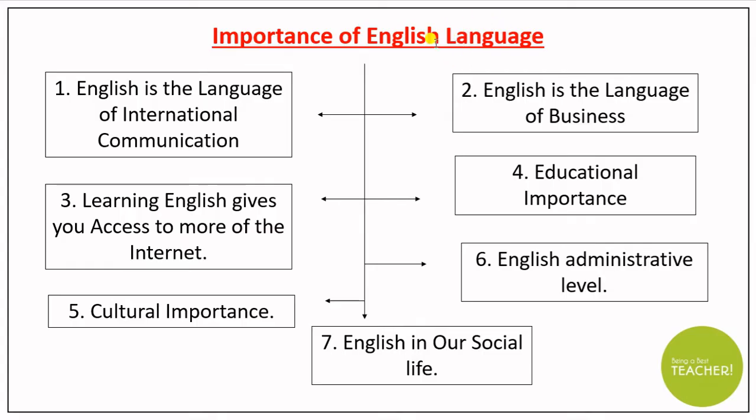Some people are familiar at a good level, they know good English, and some people are not very much aware of the language, but yes, they have some idea about this particular language. Okay, coming to the third point, learning English gives you access to more of the internet. You can see mostly the information that is available on the internet is in English, right? So if you know this language properly, then you can have access to more and more information on the internet.